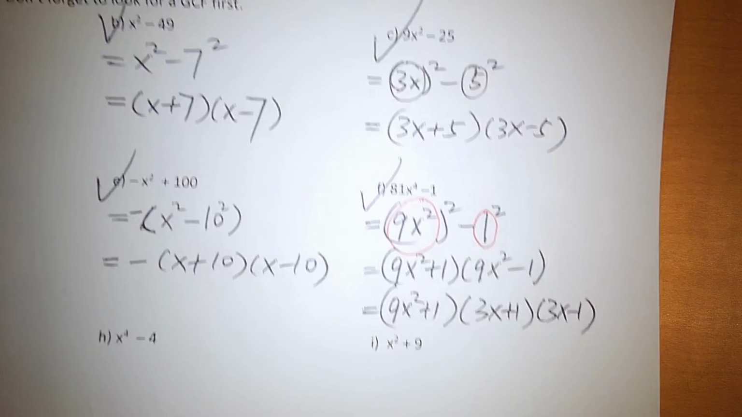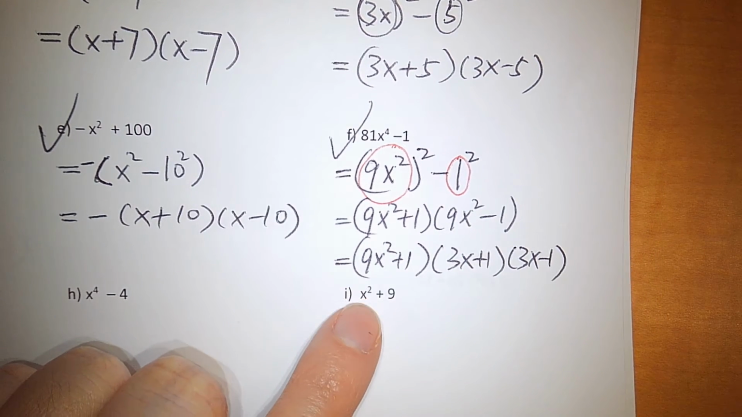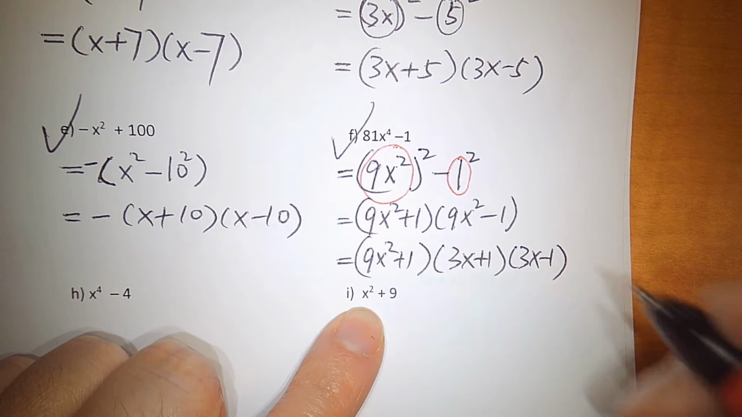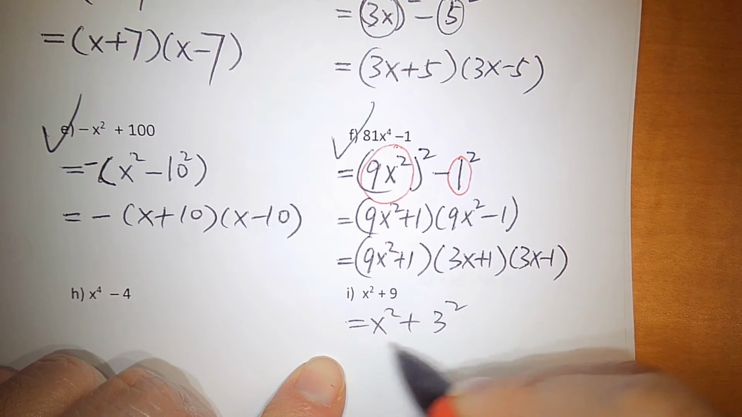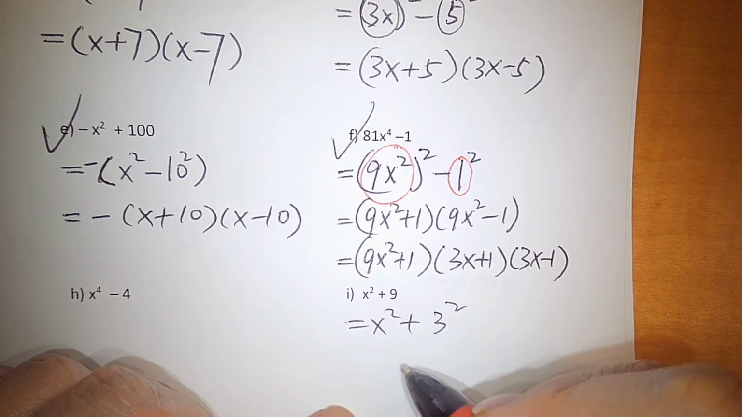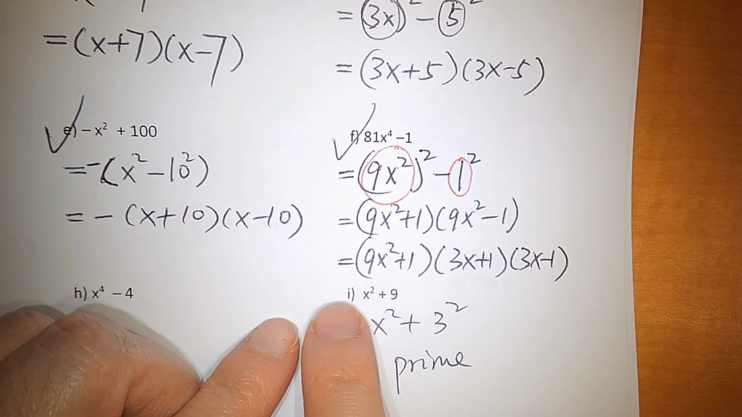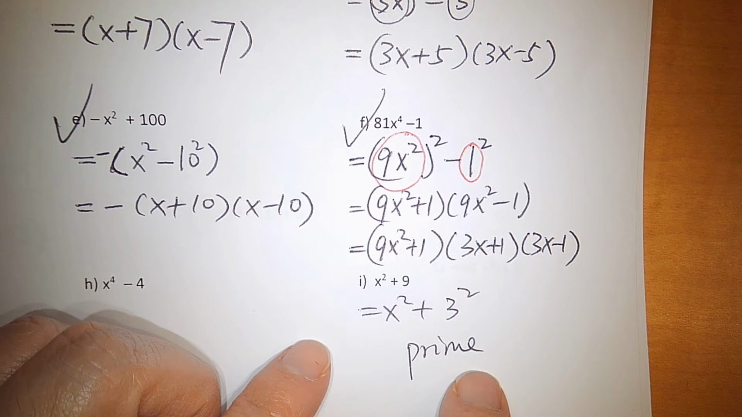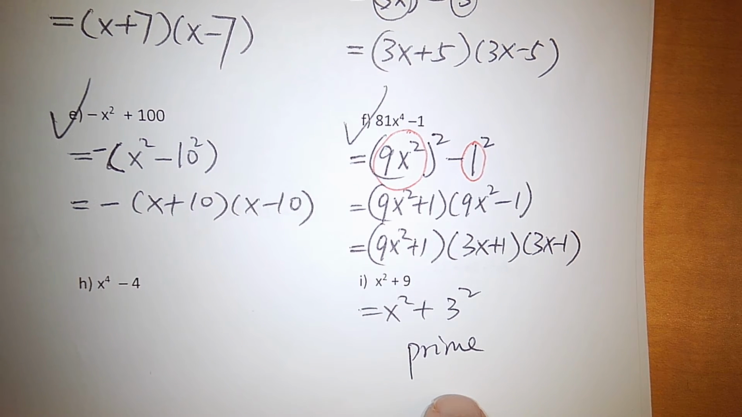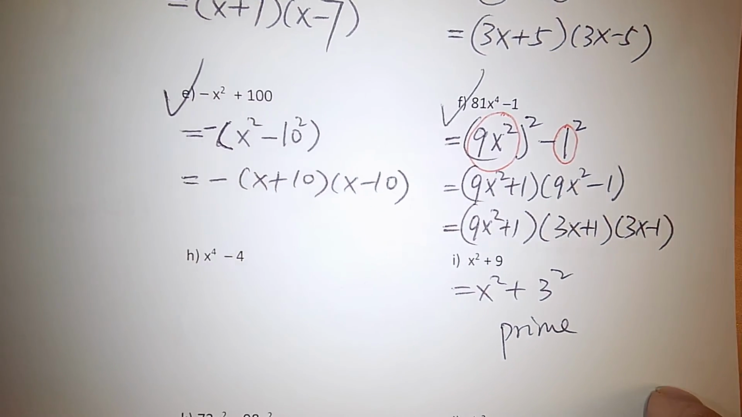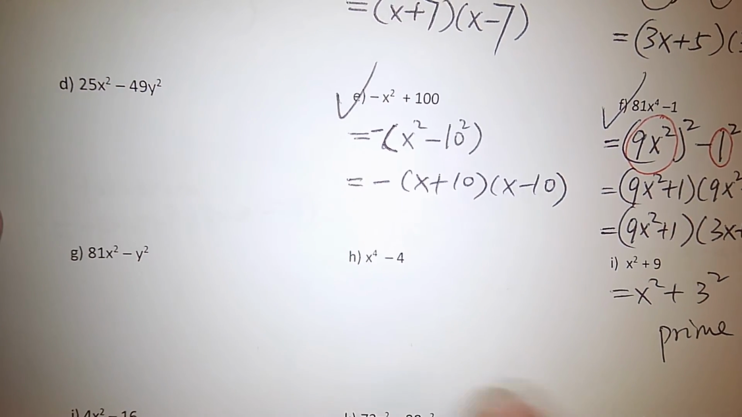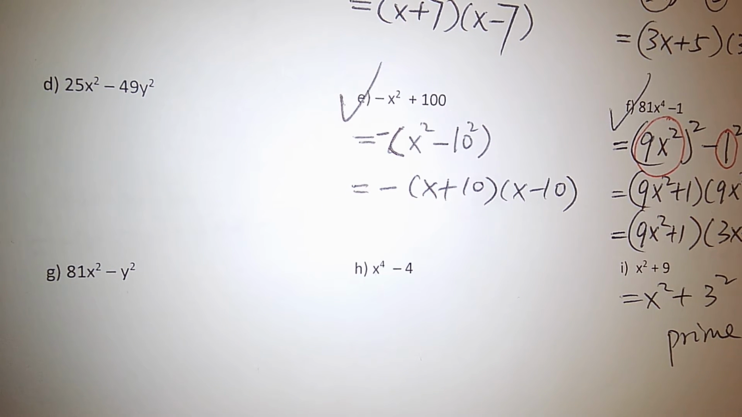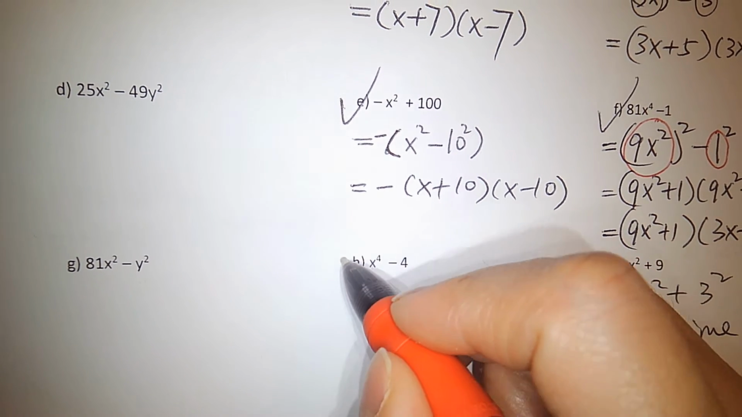Okay? So now let's look at this question I. Can we factor x squared plus 9? No. Ooh, x squared plus 9. Are we able to keep on factoring this? No. This is called prime. Okay? If a polynomial is not able to be factored, it's called a prime polynomial. Prime polynomial. Alright, so let's try some more questions. Can you give it a try for H? x to the 4th power minus 4.